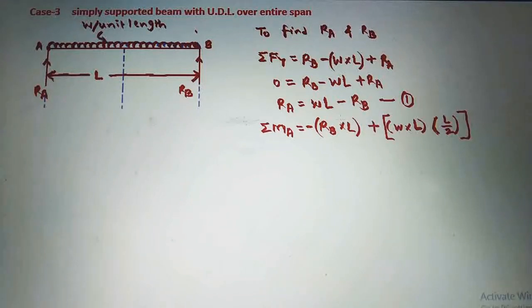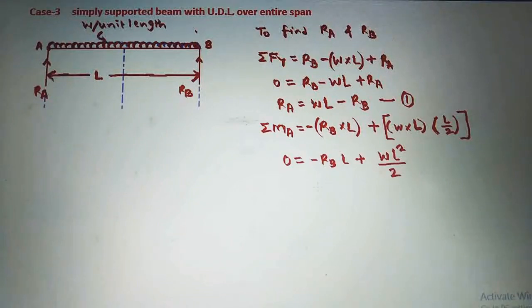so we will take it as positive here. Now by applying the condition of equilibrium, the moment about A should be equal to 0. So we will write here 0 is equal to minus of Rb into L plus W into L square divided by 2.